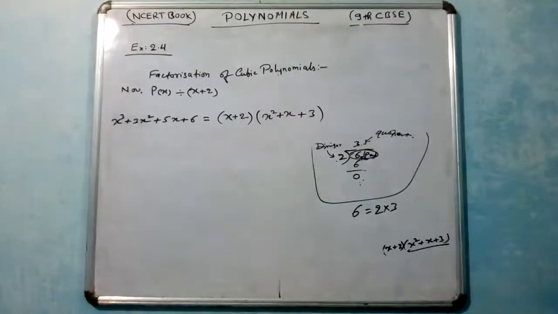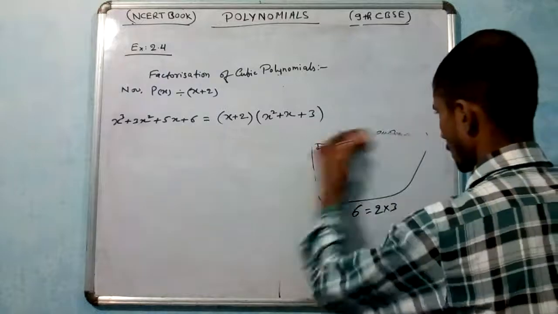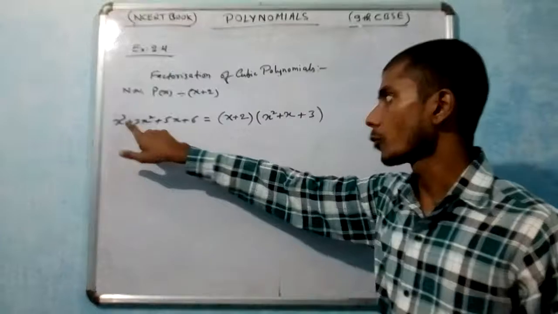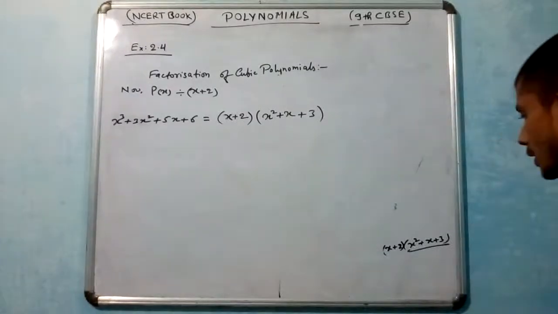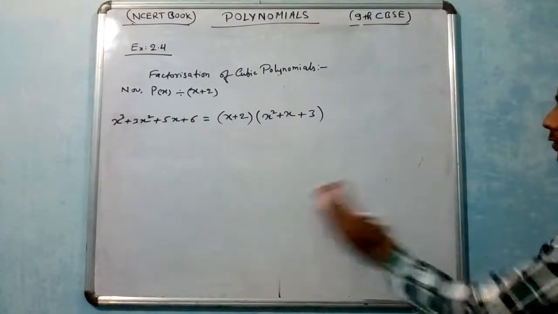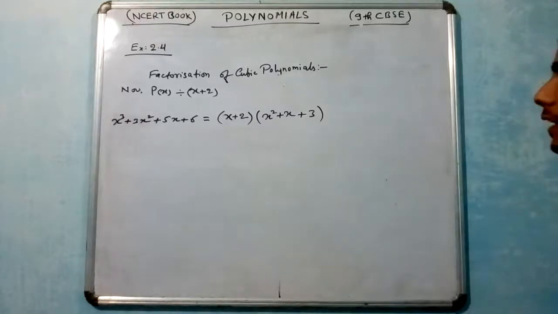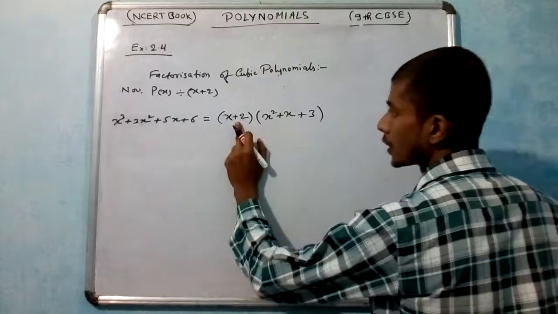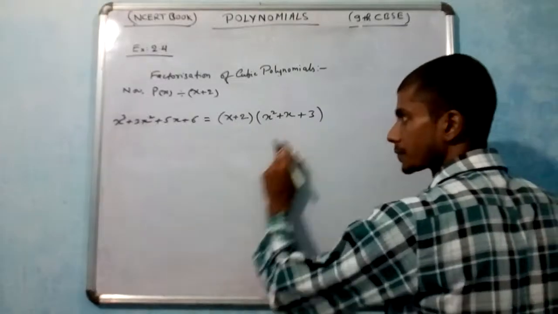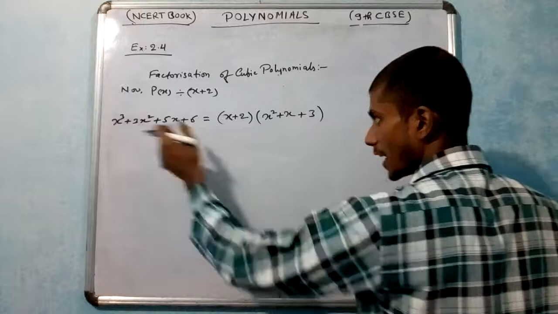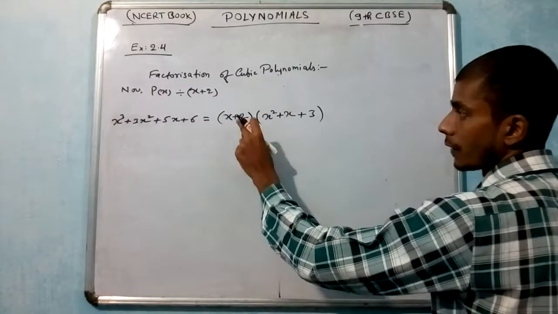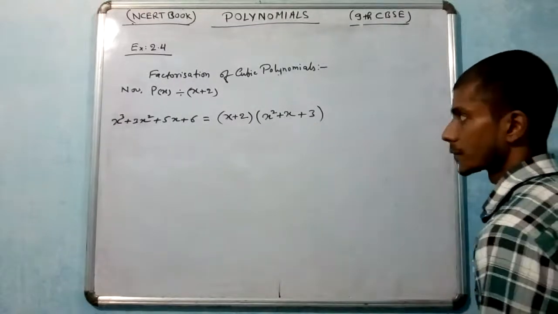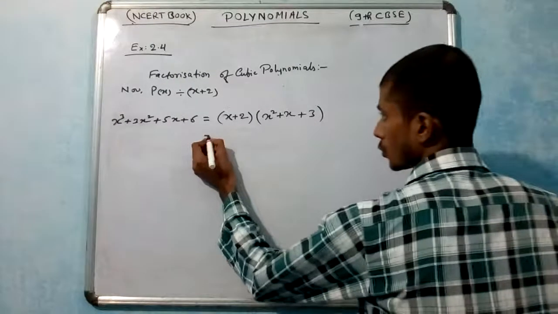Any problem? No problem. Now see, what were we actually doing? We were trying to factorize this cubic polynomial into the product of three linear polynomials. So we have factorized it right now into the product of two polynomials, one linear and another quadratic. This cubic polynomial has been factorized into the product of one linear and one quadratic polynomial. Now what to do?